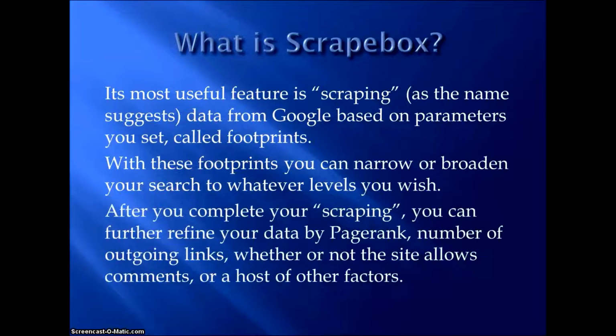After you complete your scraping, you're going to be given a list of URLs, and you can further refine that data, those URLs, by a host of different factors that Scrapebox lets you use. You can tell it to check the page rank of every single URL, and then if you want, you can sort by page rank and get rid of all the low PR pages. You can check the number of outgoing backlinks on the pages.